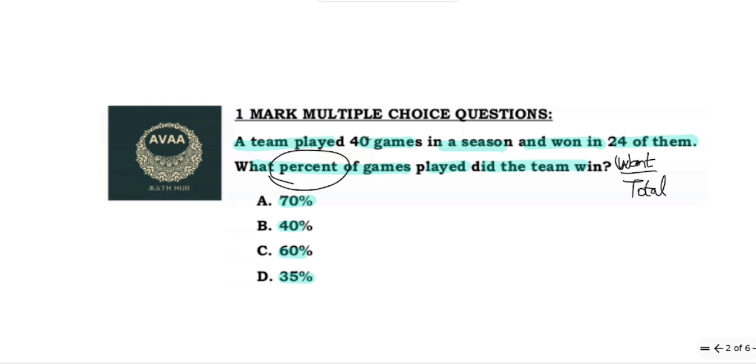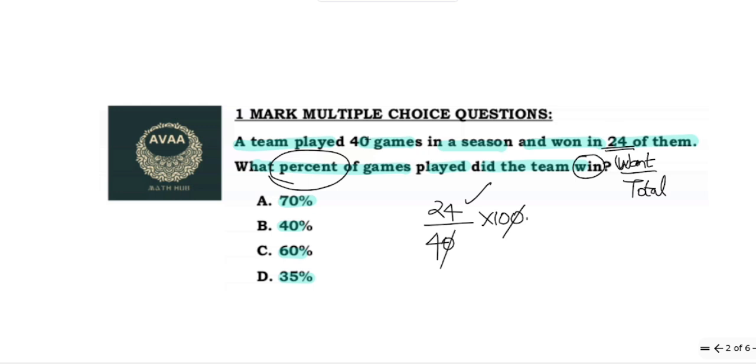So here, what do we want actually? How many games they have won? 24 games out of 40 games. 40 games is the overall total number of games. We need to convert this fraction to a percentage. So we are going to multiply with 100.